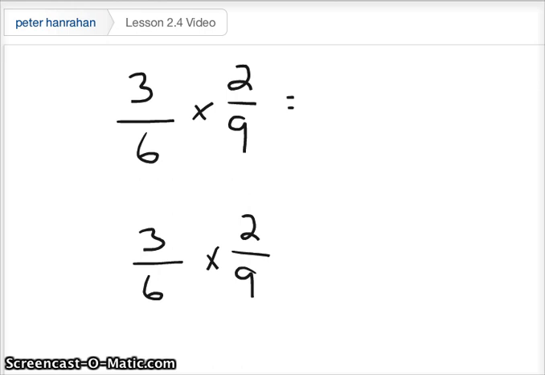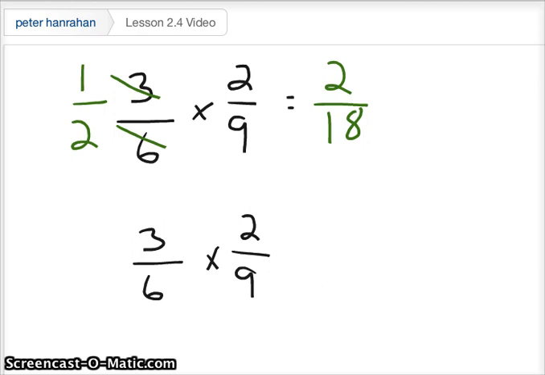Okay, now there's a couple different ways of looking at this, so we're going to look at the same problem two different ways. 3/6 times 2/9. Okay, so I can see that 3 and 6 have a common factor of 3. 3 divided by 3 is 1. 6 divided by 3 is 2. Now I could do numerator times numerator. 1 times 2 is 2. 2 times 9 is 18.